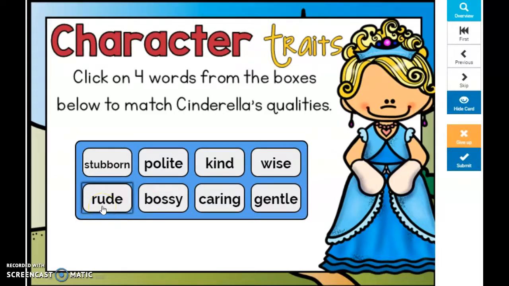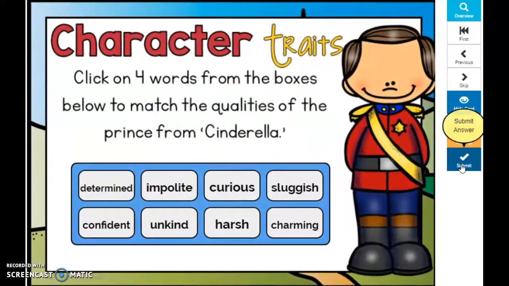So what would we say Cinderella is like? Is she stubborn? No. Is she polite? Yes. Is she kind? Yes. Is she wise? She probably is, but that's not something I would describe her as. Is she gentle? Yes. Is she caring? Yes. Is she bossy? No. Is she rude? No. And then you would click your check mark, and we got them all right.